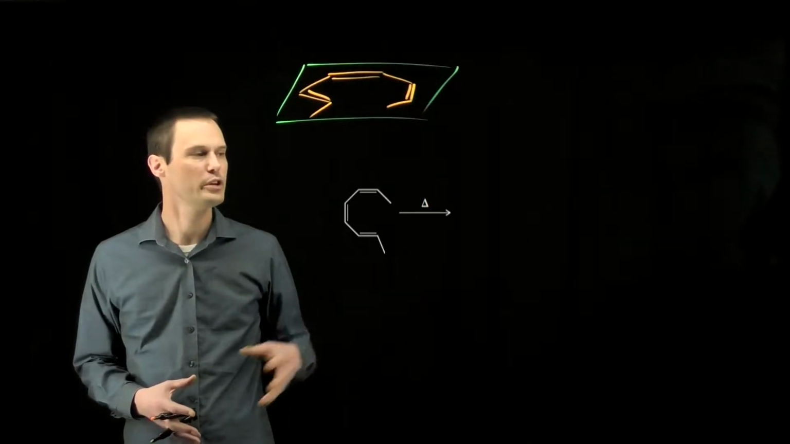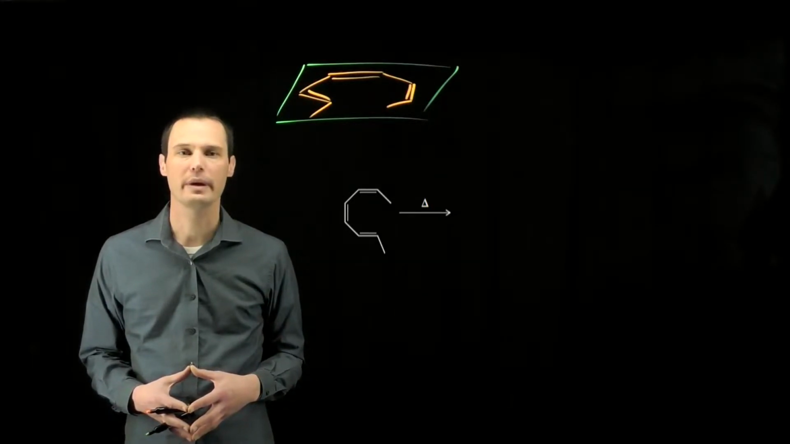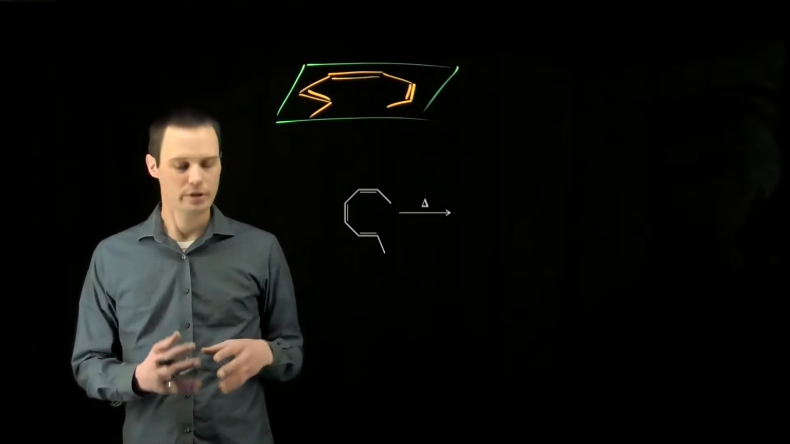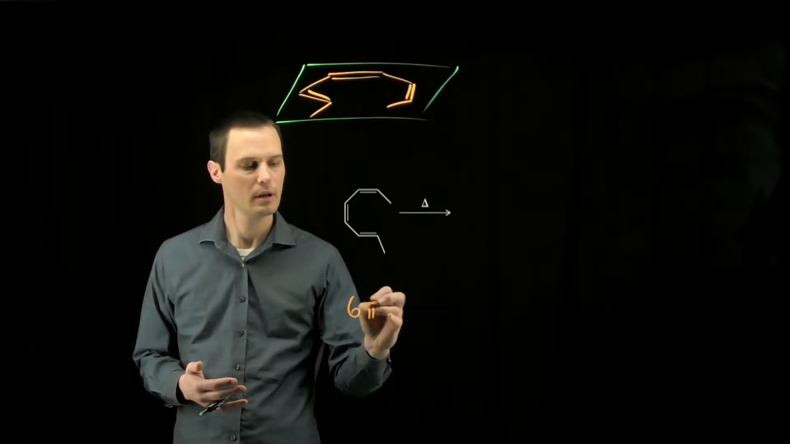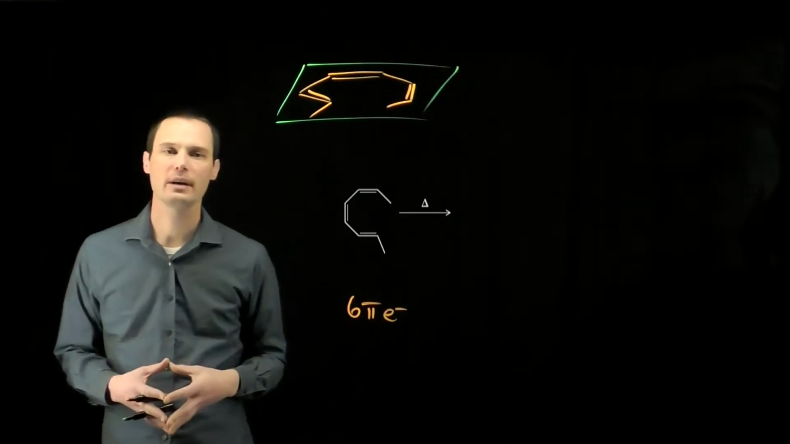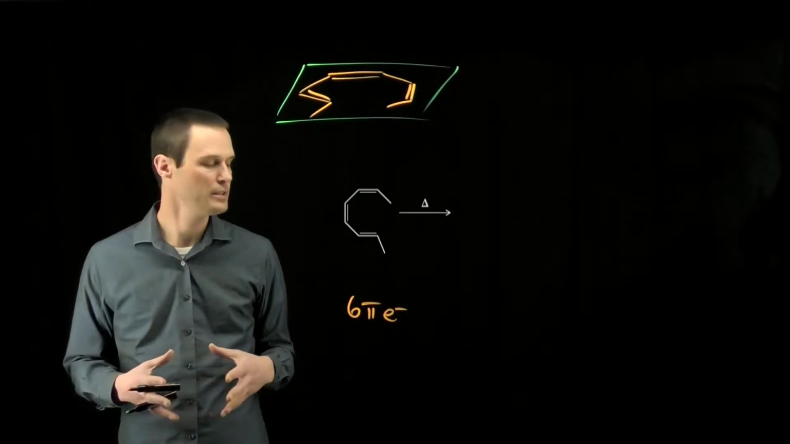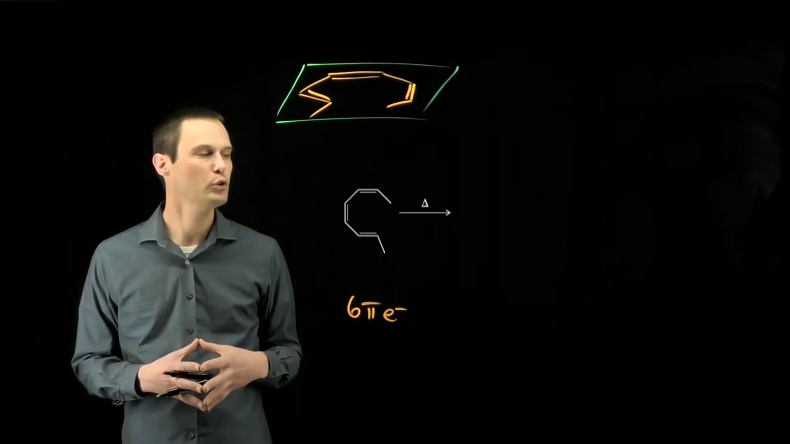This assessment asks us to predict the product for this electrocyclization reaction. Our starting material here has 6 pi electrons. It's got 3 pi bonds that are all conjugated to each other. Each pi bond has 2 electrons. That makes 6 pi electrons. And we are under thermal conditions with heat.